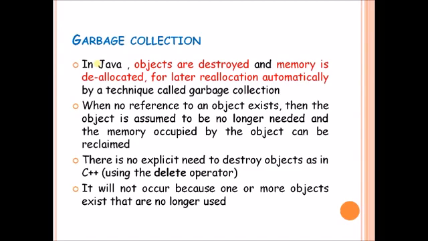So garbage collection. We have seen so far how objects were created and how the memory was allocated to them once it is created. So in case of object destruction, in Java, the objects are destroyed and memory is deallocated for later reallocation automatically by a technique called garbage collection. When no reference to an object exists, then the object is assumed to be no longer needed and the memory occupied by the object can be reclaimed. There is no explicit need to destroy objects as in C or C++ using the delete operator. It will not occur because one or more objects exist that are no longer used.